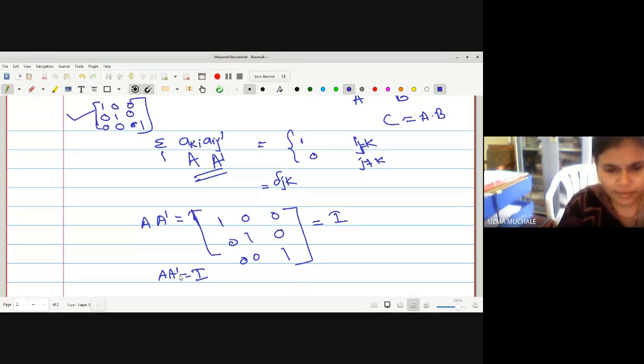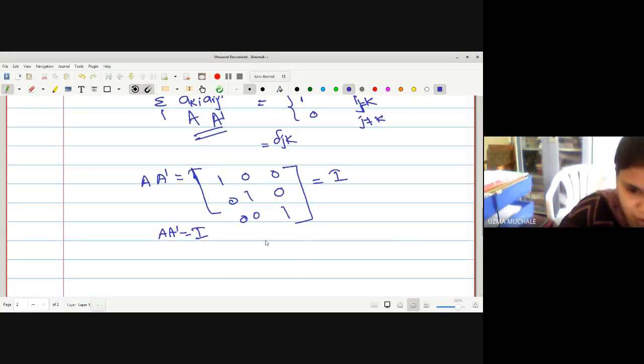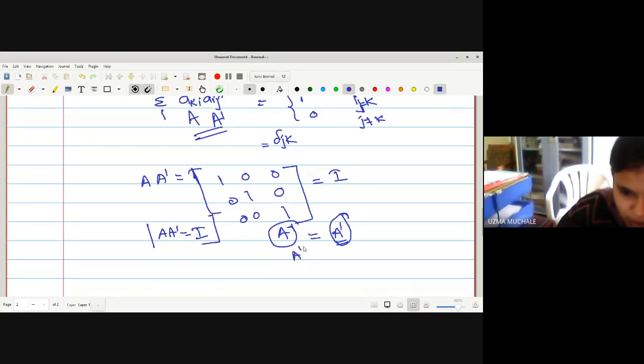Any doubt up to this? No, ma'am. So what we can write after this step: A inverse is nothing but A dash. A inverse is nothing but the A dash we have obtained. If I am having A into A dash equals I, then the inverse of a matrix can be obtained with the help of this equation, A into A dash equals I, and hence we can say A inverse is equal to A dash. Okay.